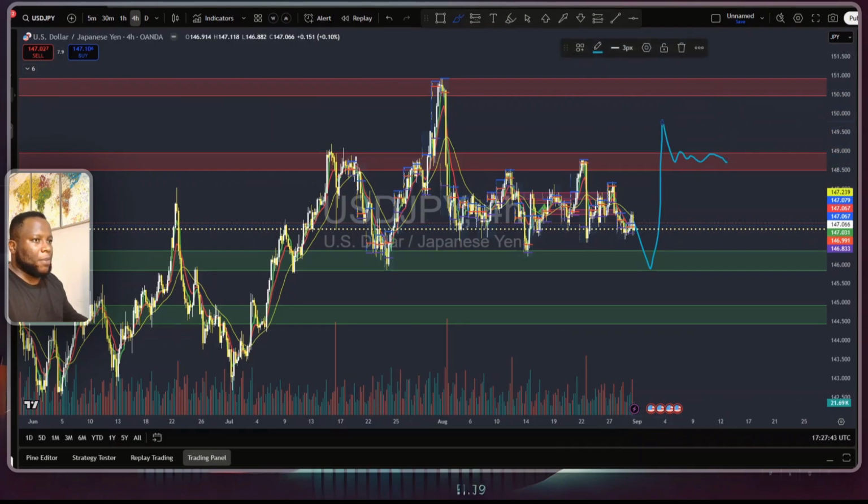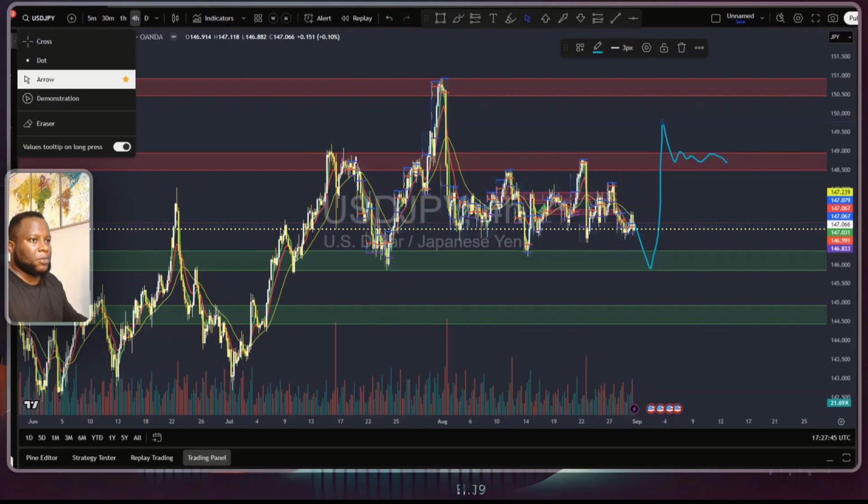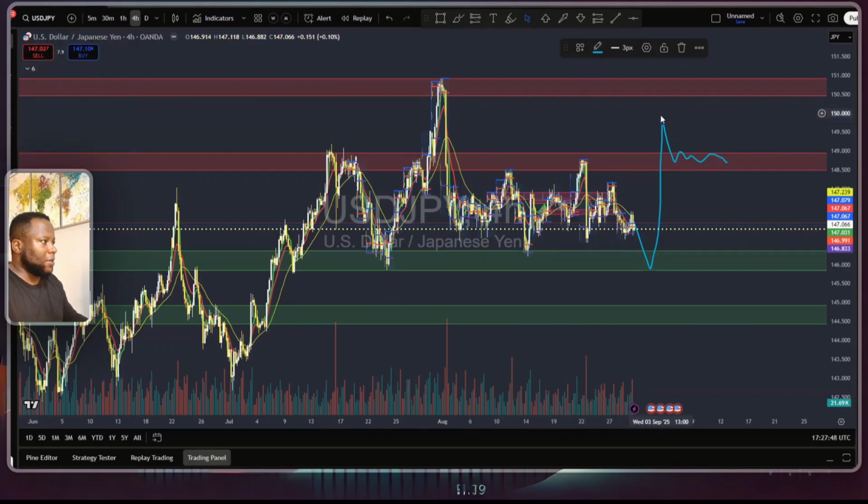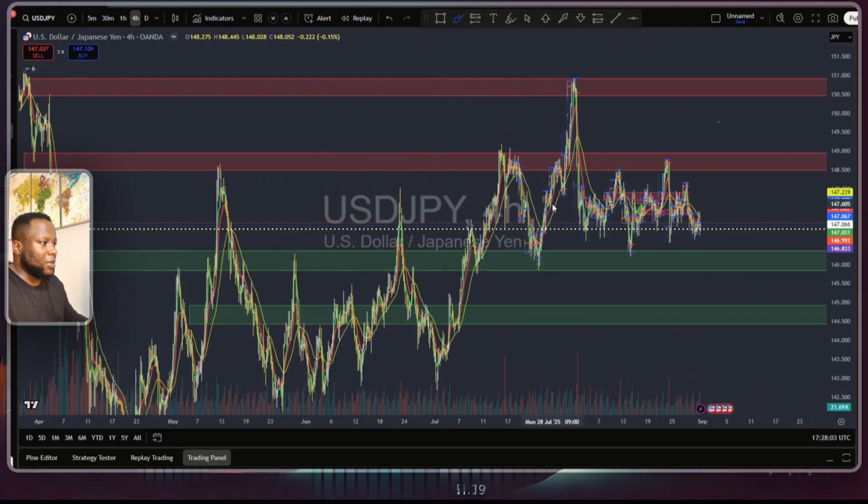Now, if this does not happen, if this is not possible for this pair, then the next option I see is for price to keep doing what it's doing right now. We're talking moving up here and dumping. No one can predict the market 100%. All you have to do is play your probabilities. You have to see what the market is telling you on your probabilities.